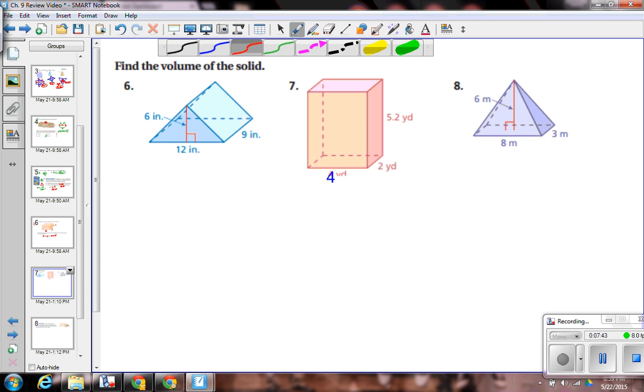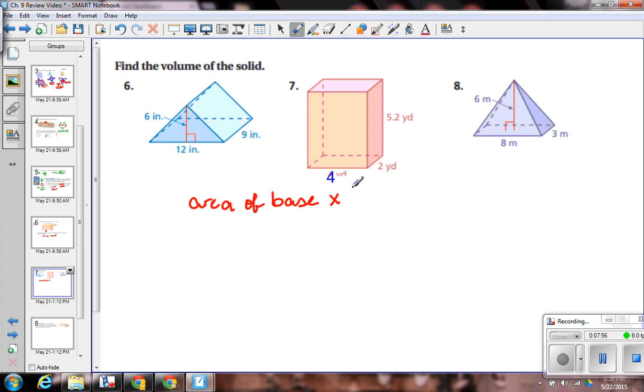Okay, let's find the volume of each of the solids. So remember, our general formula for any prism is to do the area of the base times the height. And for our pyramid, we would do the same formula. I'm going to use the capital B for area of the base times the height, and remember that we divide it by 3. Okay, so let's start with number 6.